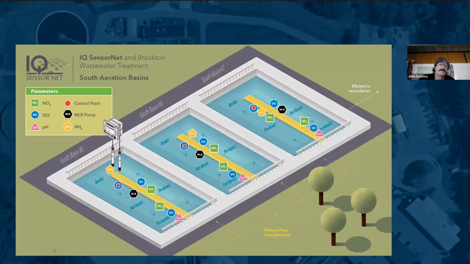And that may not stand out to you here in the graphic, but some photographs would certainly point that out, that in Basin 6 and 7, they're much closer together, and Basin 5 is all the way down at the end of this walkway. Although the aeration grids are exactly the same. So there's a lot to think about when you implement these things.